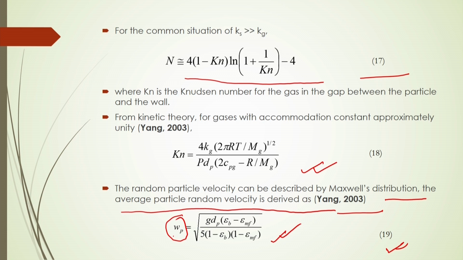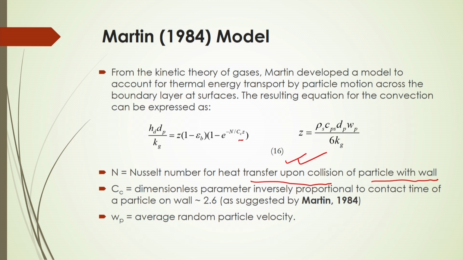Once you know this Wp and the Knudsen number based on the properties of the fluid and the particles, you will be able to calculate the Nusselt number from equation number 17. Once you know the Nusselt number, you substitute its value here and then substitute epsilon b and Cc, which you know will be 2.6, and other operating variables will be calculated from this equation here, and finally, you will get the heat transfer coefficient based on this approach.